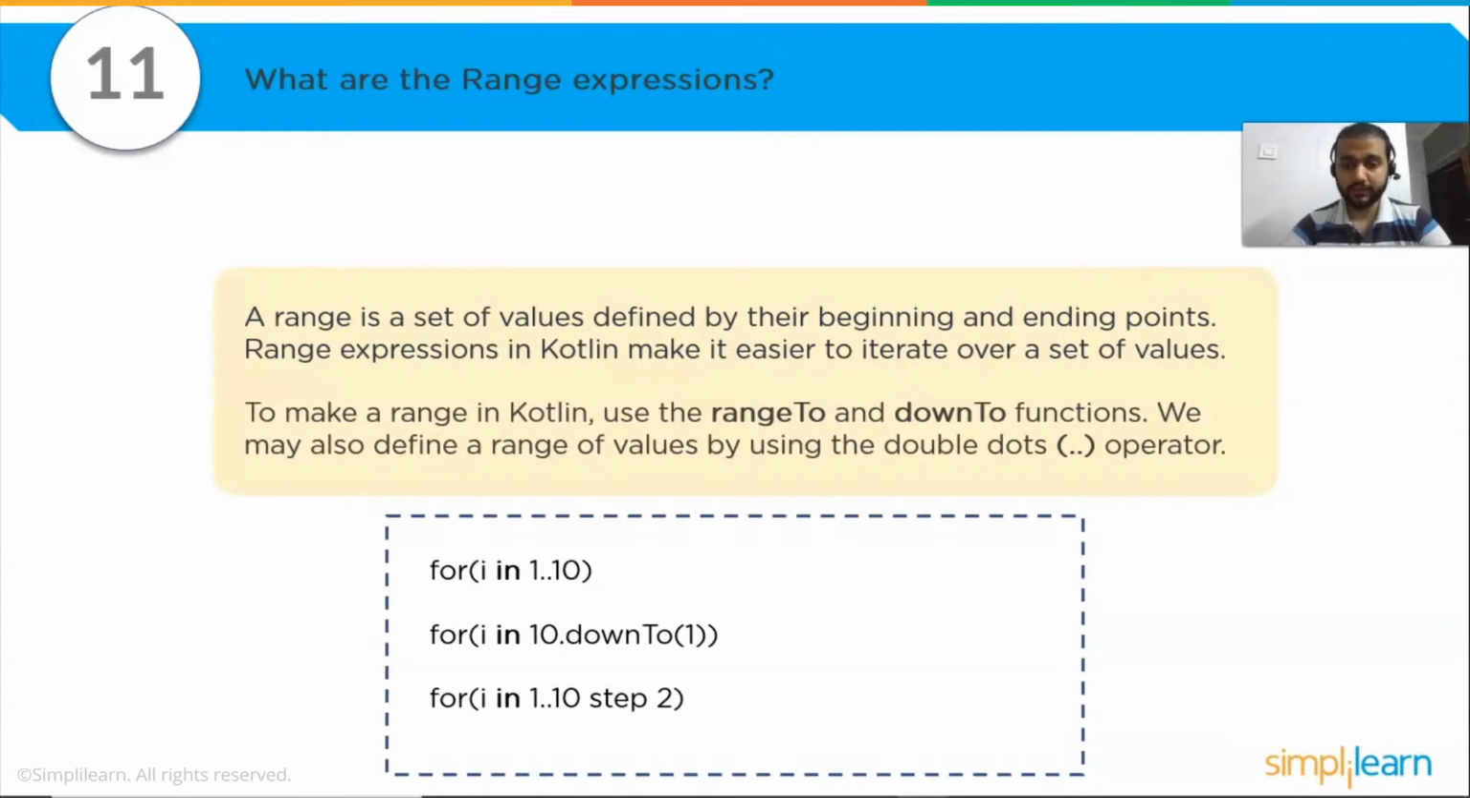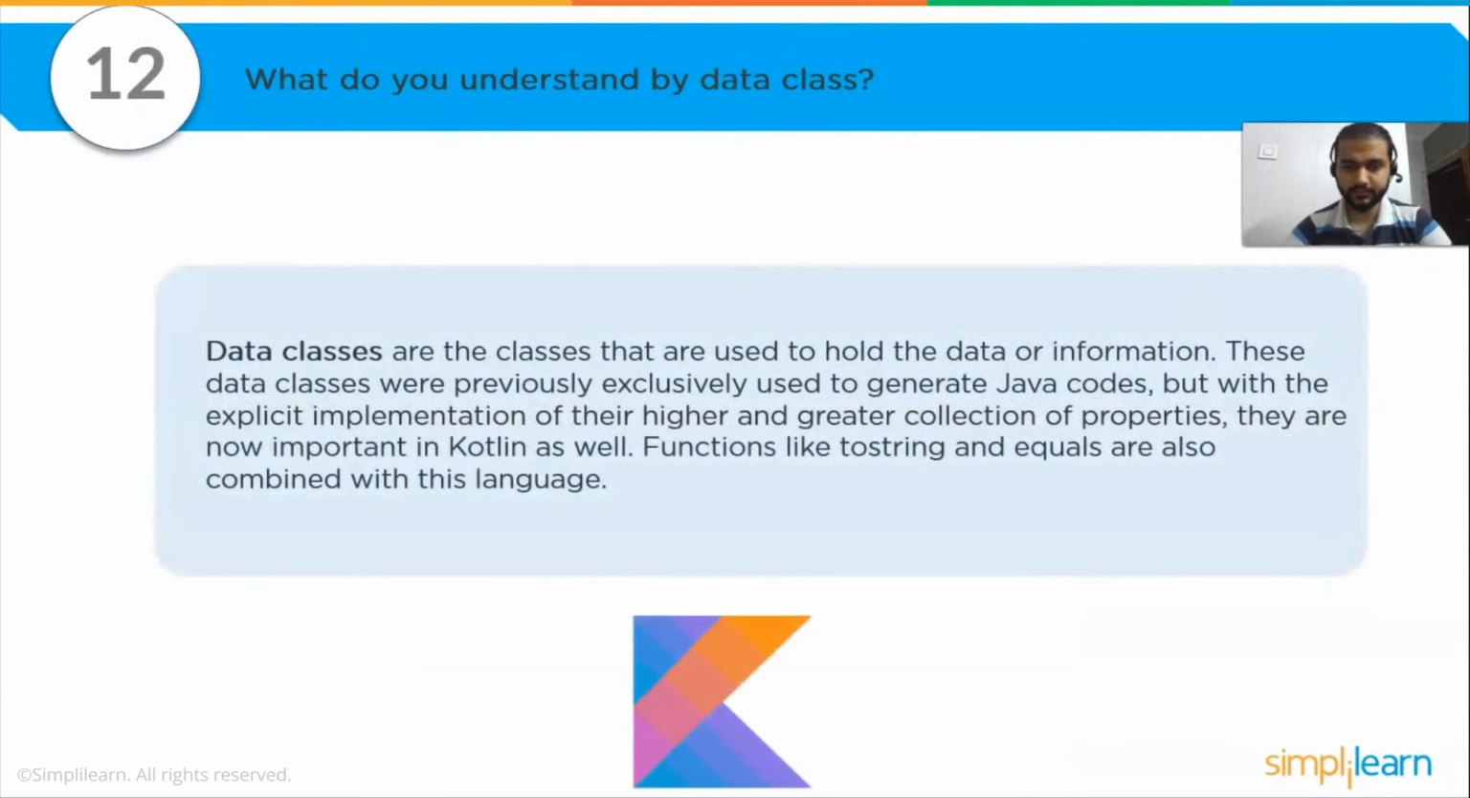Moving on to the 12th question, which is what do you understand by data class? Data classes are the classes that are used to hold data or information. These data classes were previously exclusively used to generate Java code. But with the explicit implementation of a greater collection of properties, they are now important in Kotlin as well. Functions like toString and equals are also combined with this language.